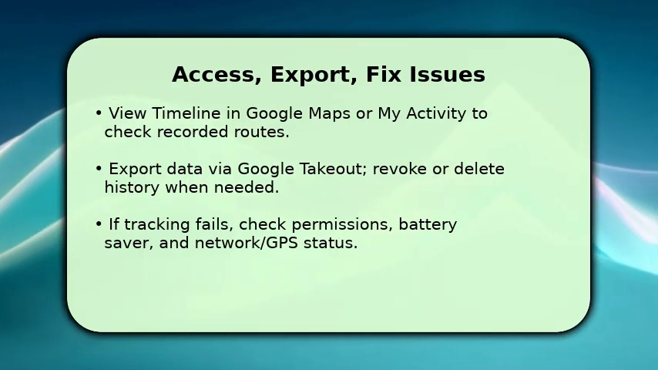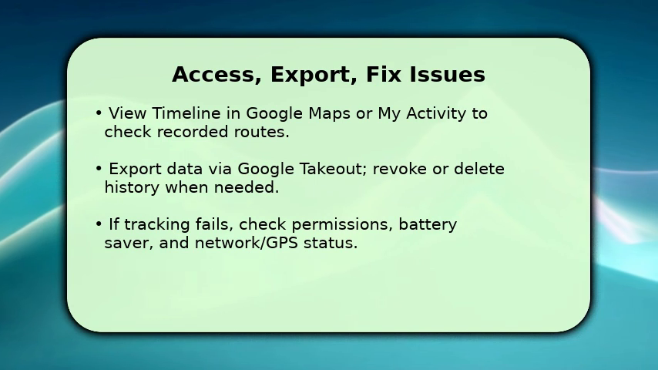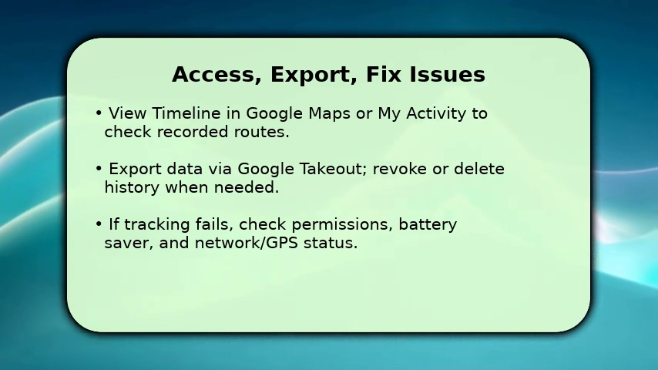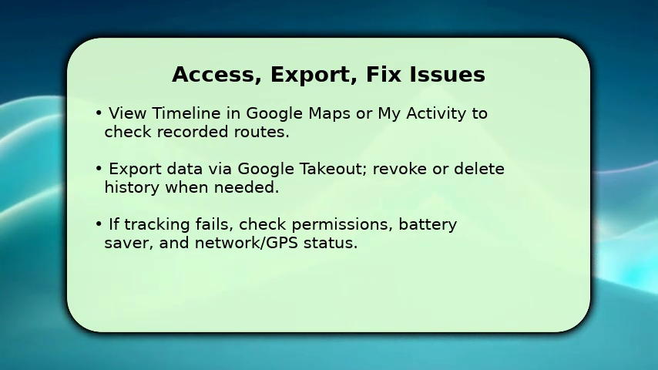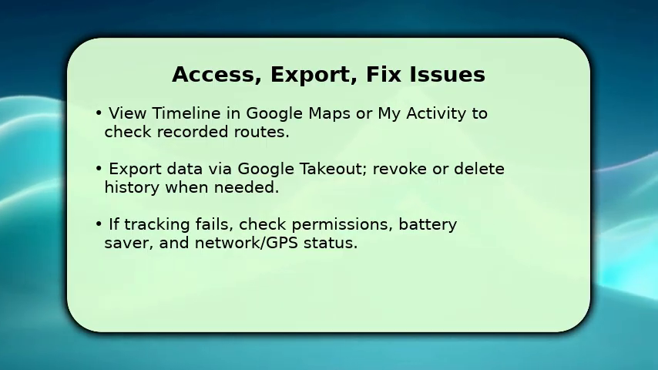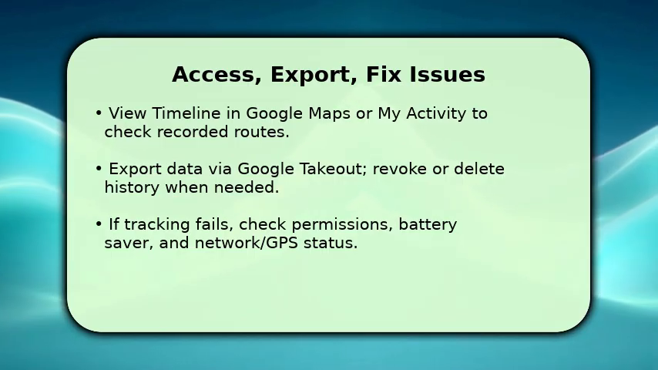If things go wrong, first verify app permissions and background access, then confirm GPS and network connectivity. Restarting the device often clears sensor glitches. These final checks keep your location tracking reliable and under your control.